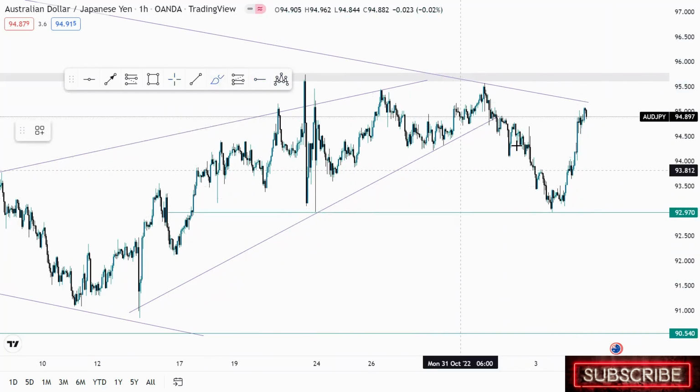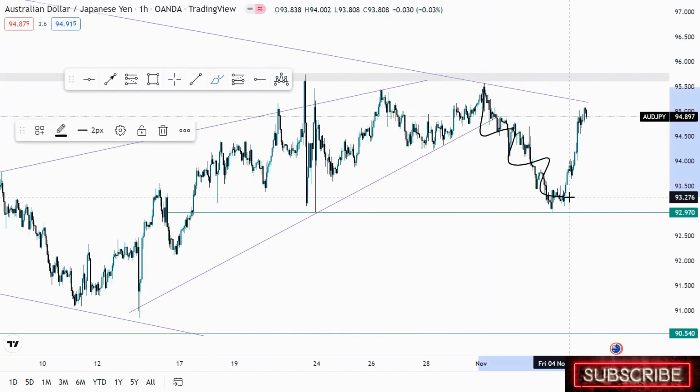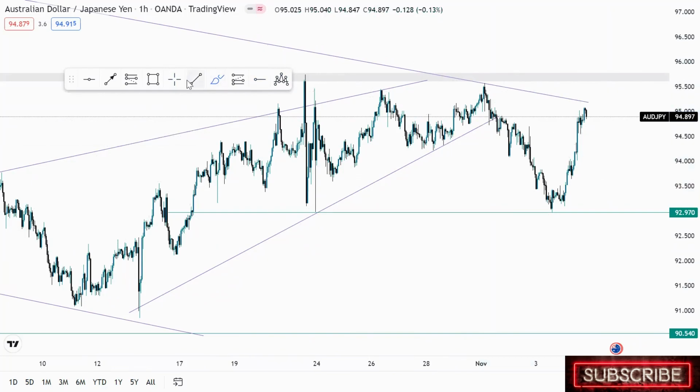And as I always say, look at how the market is approaching a level, because if it approaches in a corrective manner, there's a high chance that it is going to reverse. So that is it from AUDJPY.